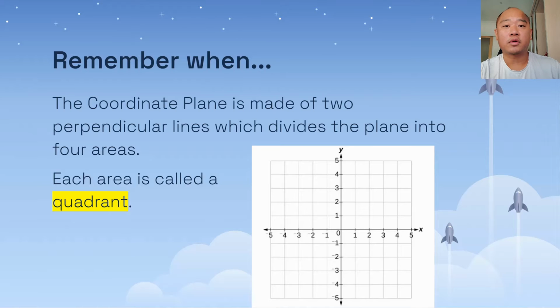So, remember the coordinate plane? I hope so. The coordinate plane is this set of perpendicular axes, the x and y axis here, which divides this 2D space into 4 boxes, right? And these are each called quadrants. This is quadrant 1, 2, 3, and 4.